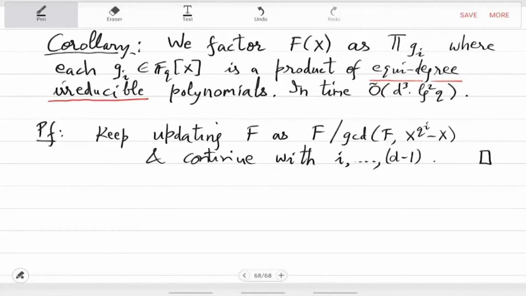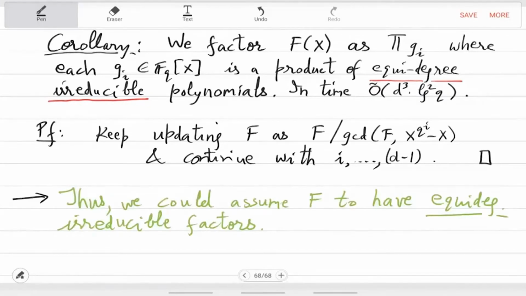So because of this, from now on we can assume that any irreducible factor of big F has the same degree. So either big F itself is irreducible or it has many irreducible factors all of the same degree. This we can assume without loss of generality now, so to speak, because you have a fast algorithm to get to this point.